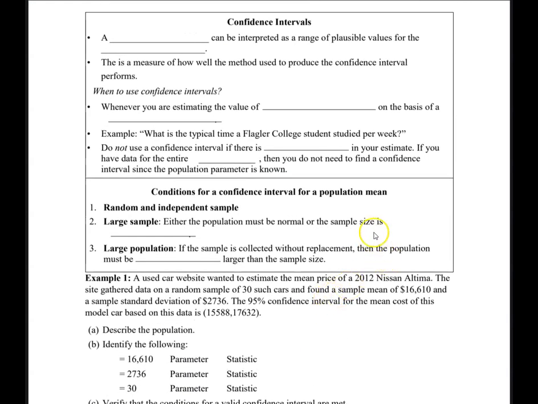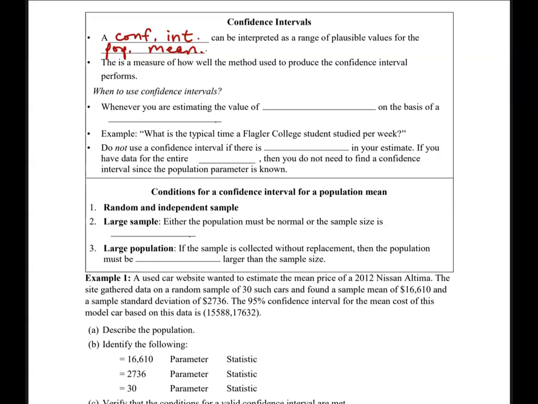Now, how does this relate to confidence intervals? As previously mentioned in the course, a confidence interval can be interpreted as a range of plausible values for the population parameter, and I'm going to say the population mean this time, since we're looking at means now. It gives us a measure of how well the method used performs. Remember, we would say something like we are 95% confident.